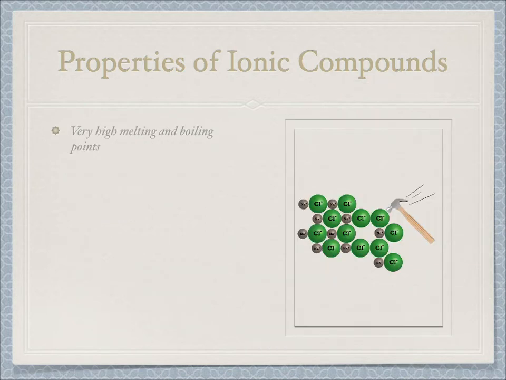Some typical properties of ionic compounds: they have very high melting points, very high boiling points. In fact, for like salt, I think salt's boiling or melting point is like over 800 degrees Celsius. So, I mean, we don't even have anything in the lab that can get that hot to melt salt. They also tend to be brittle.